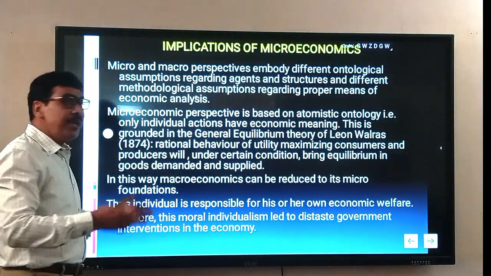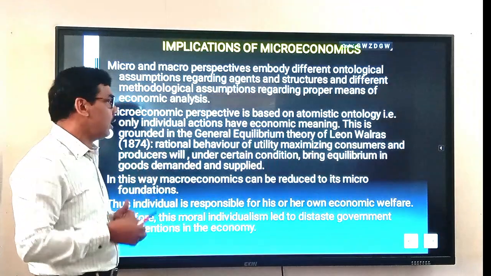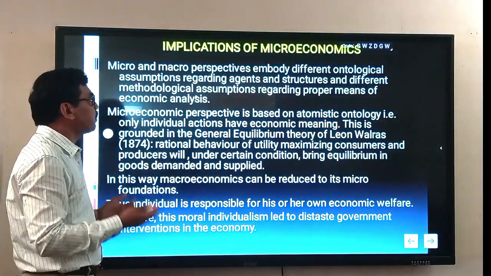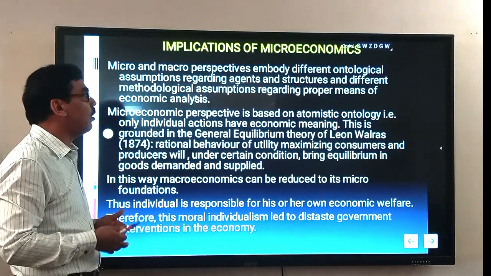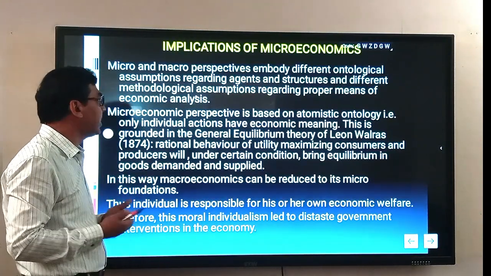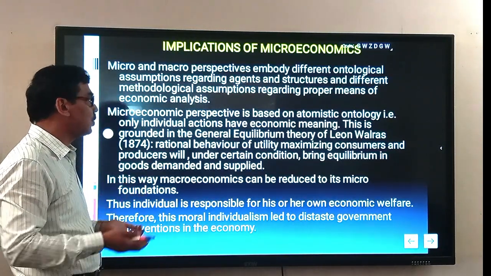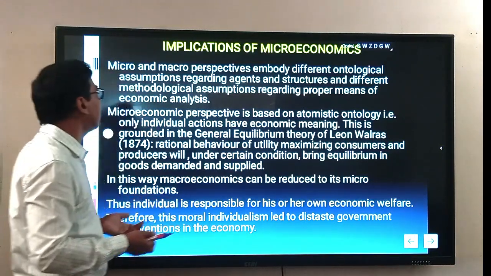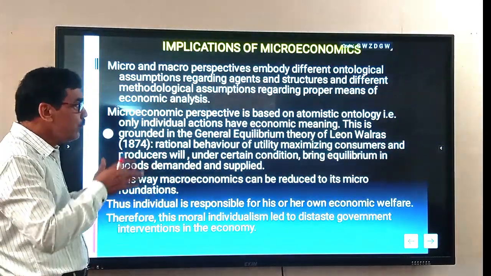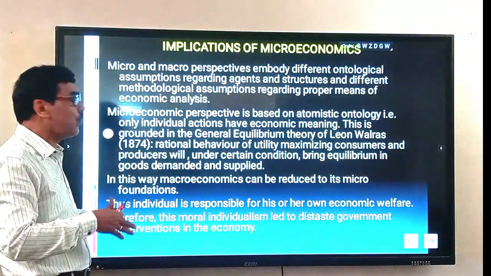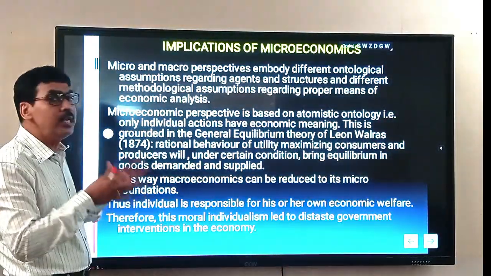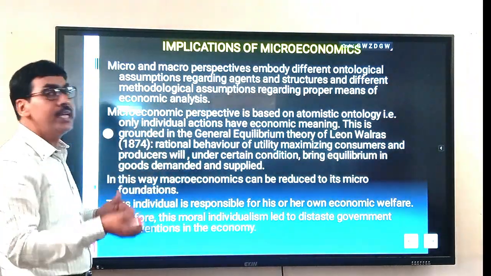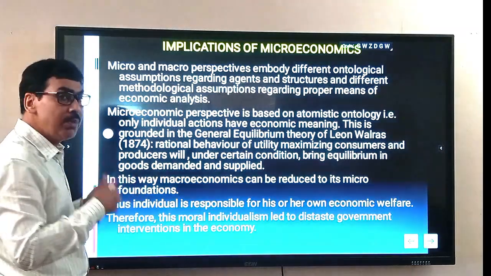Then, the implications: what does it imply? Micro and macro perspectives embody different ontological assumptions regarding agents and structures, and different methodological assumptions regarding proper means of economic analysis. When we divide the subject into micro and macro, it has certain implications on the surface and in the background. So this we must understand.